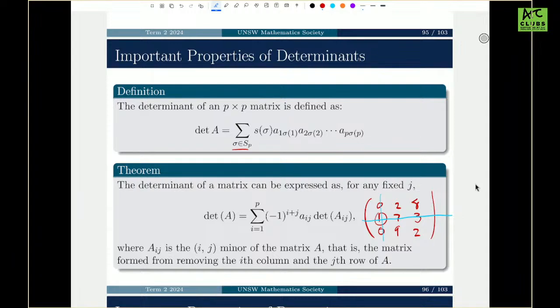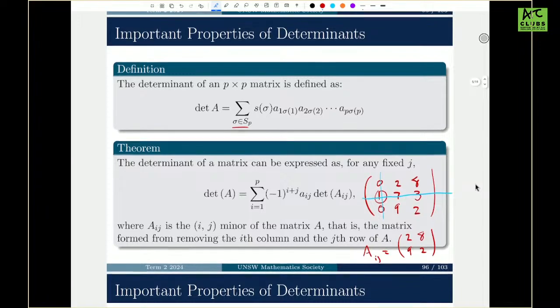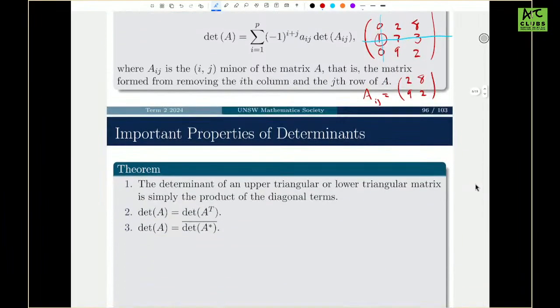I feel like it should be row and column, but whatever. So the ijth minor in this case is just going to be the matrix with 2, 8, 9, 2. So we annihilate that column and that row, and we just take what's left over and throw it into a smaller matrix. So instead of a P by P matrix, it's now a P minus 1 by P minus 1 matrix. And this is so useful for calculating determinants, especially big determinants.